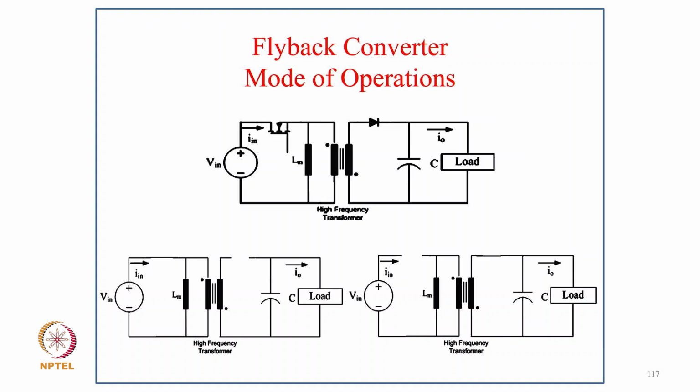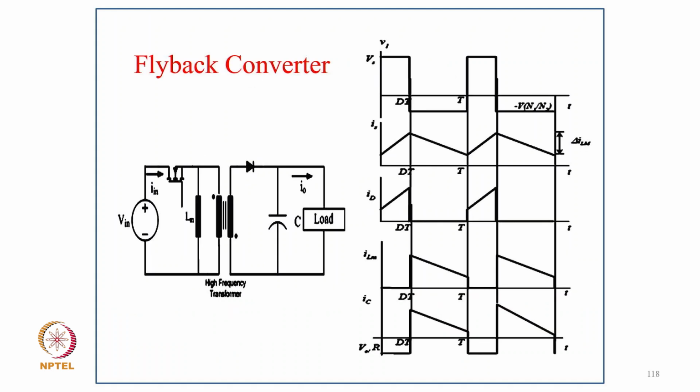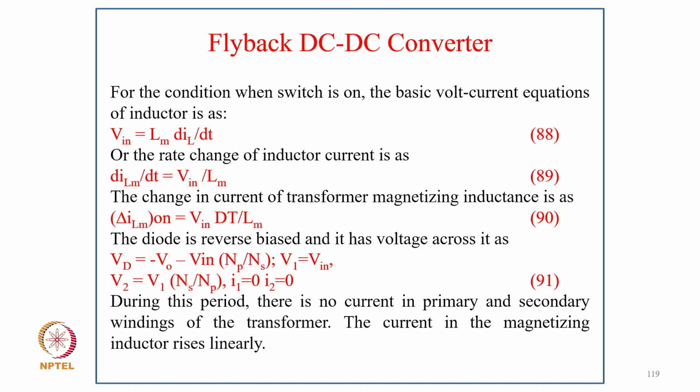Device is on and the diode is on, and the waveform typically of this flyback converter in different modes of operation. And coming to analysis for the condition when the switch is on, the basic volt-ampere equation of inductor is Vin equal to Lm dILm upon dt, or the rate of change of inductor current is dILm upon dt equal to Vin upon Lm, and the change in current of the transformer magnetizing inductance is delta ILm on equal to Vin dt upon Lm, and the diode is reverse biased and it has a voltage across it.